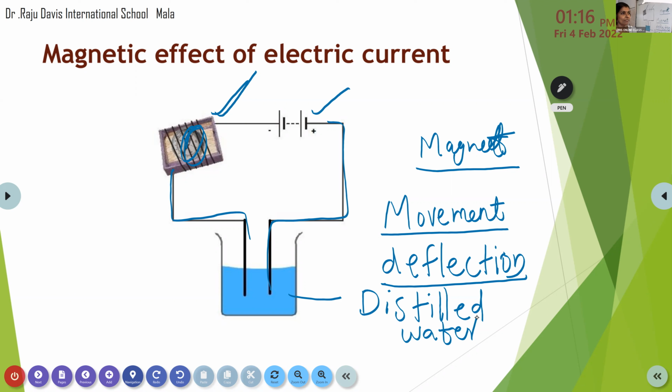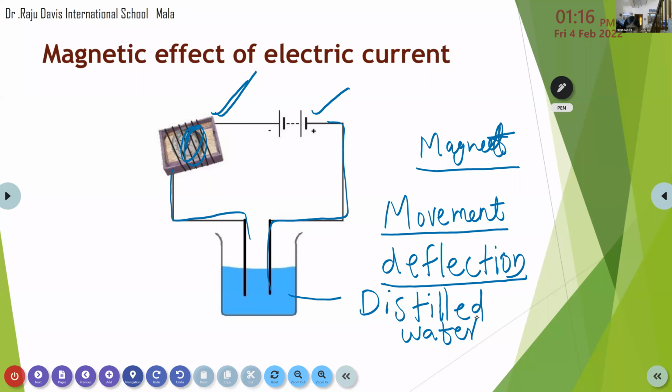What is the difference between distilled water and tap water? Tap water contains some minerals and it also conducts electricity. Then distilled water does not contain any minerals and does not conduct electricity.